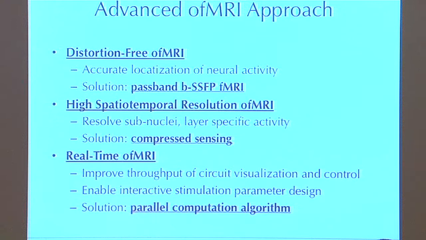One, we looked at the distortion-free OFMRI. We want all the spatial localization of the neural activity to be accurate without misregistration due to distortions. We can achieve this with passband balanced SSFP fMRI approach. On the other hand, we also want high spatial temporal resolution. It's very unlikely that using a functional MRI approach, you're going to resolve every single neuron at the single neuron level. However, it's very feasible to think that you can resolve all the subnuclei and layer-specific activity across the whole brain. And for that, we're using the approach of using compressed sensing.